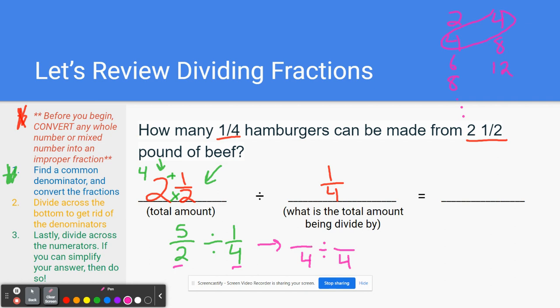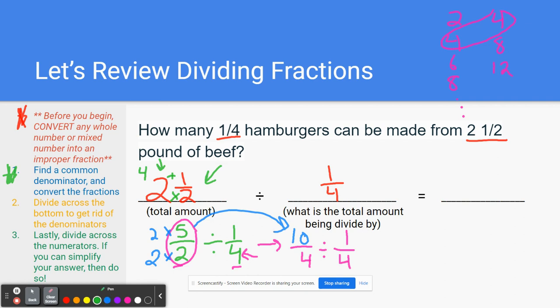Now, we already see that 1/4 already has a denominator of 4, so there's no work to be done there. We can just keep it as 1/4. However, 5 halves does not have a denominator of 4, so we have to convert it by multiplying. What did we multiply by 2 to get 4? Well, 2 times 2 is 4. And whatever we do to the bottom, we have to do to the top. So 5 times 2 is 10. So 5 over 2 is the same as 10 over 4. Now the problem is 10 over 4 divided by 1 over 4.